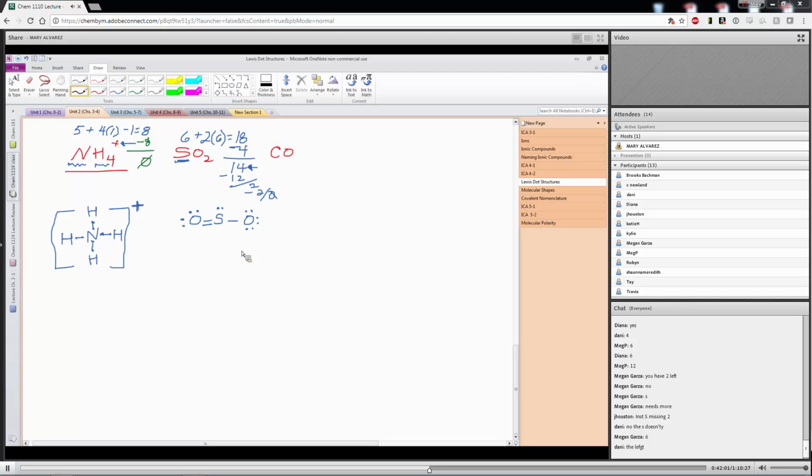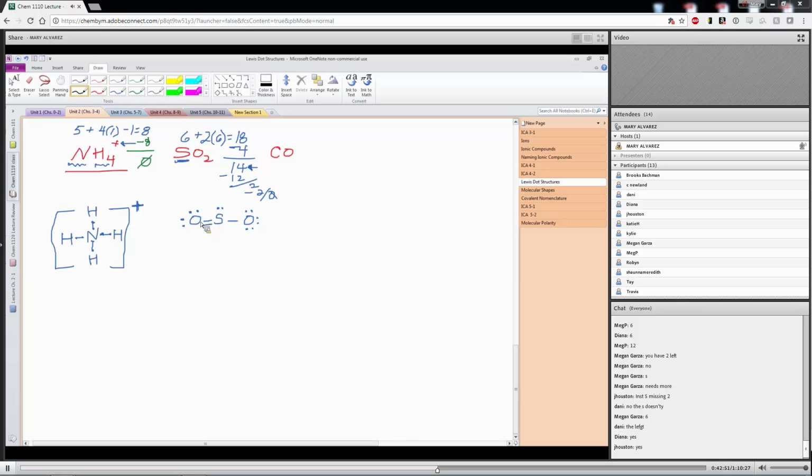Now that I'm sharing 2 extra electrons, I have to evaluate again, stepwise, one set at a time. Is the structure happy now? Is that good? Diana says yes. Anybody else agree? Perfect. So we see then that the oxygen atom on the left appears to have 8 electrons, so it's happy. The sulfur atom in the middle appears to have 8 electrons, so it's happy. And the oxygen atom on the right appears to have 8 electrons, so it's happy, and everybody's happy.